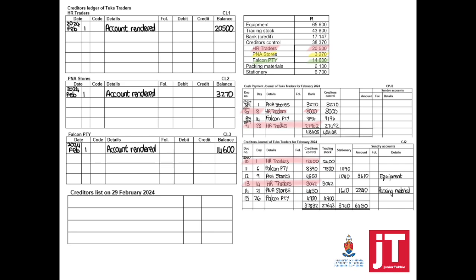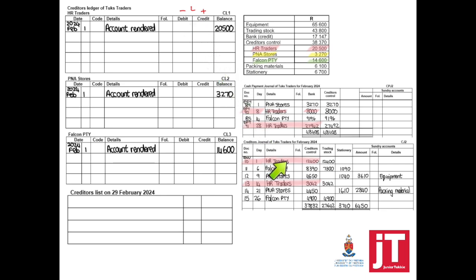Remember that this must always be in date order. So I cannot start with the CPJ and then go on to the creditors journal. We have to check that the dates are in the correct order when posting to the creditors ledger. So the first transaction was on day 1. Remember now that creditors ledger, creditors is a liability, debit means minus, credit means plus.